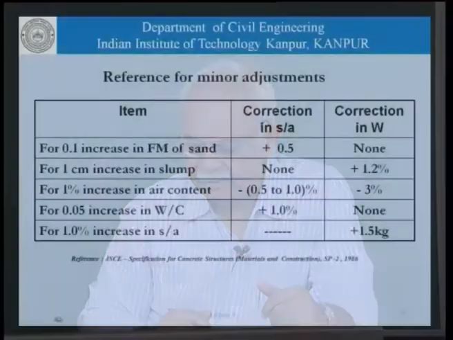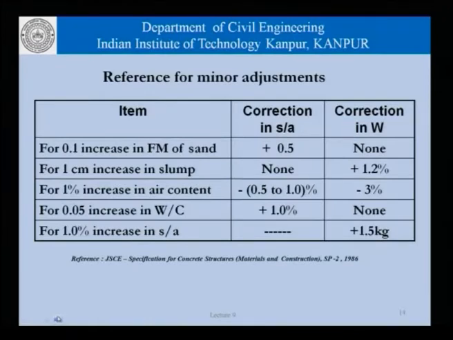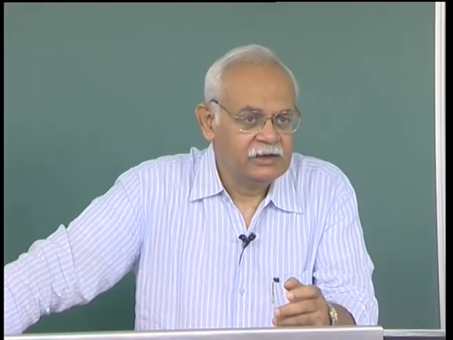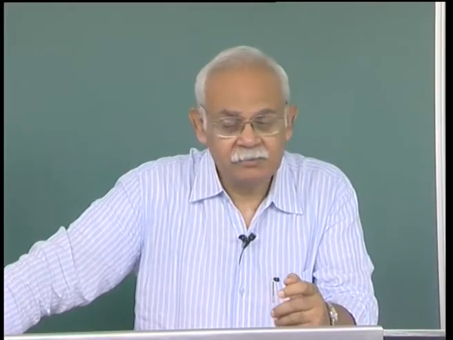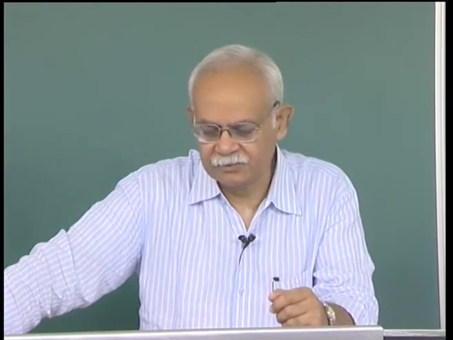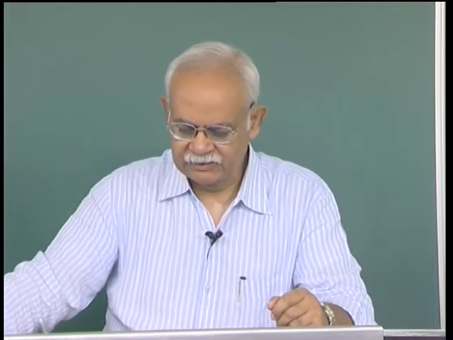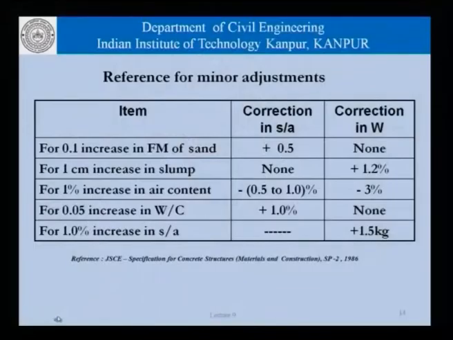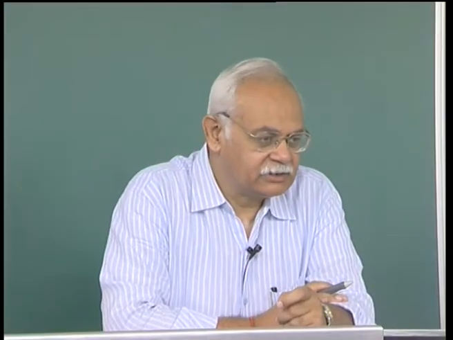So, now let us carry on and go to a table which again has to be given to us, and that is largely based on empirical evidence. The numbers are based on empirical evidence, but the logic and the reasoning is fairly simple. What it says is that if we have an increase of 0.1 in the fineness modulus of sand, what happens when the fineness modulus of sand increases? Does the sand become coarser or finer? Let me give you the answer, it becomes coarser.